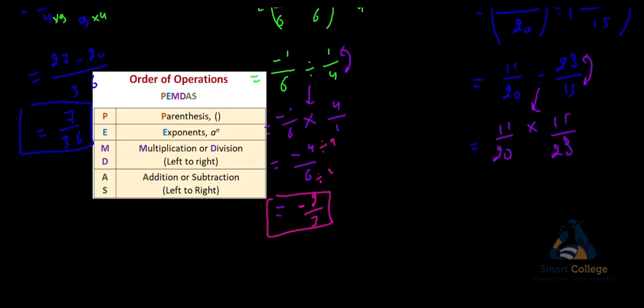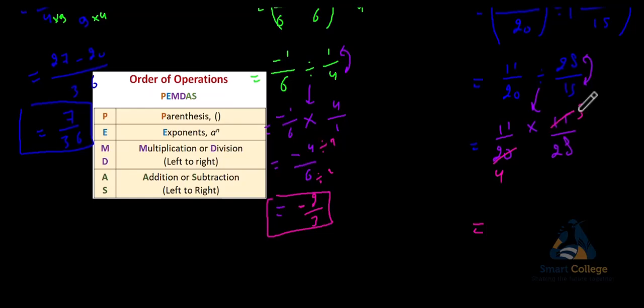Now, since we have multiplication, let's check if the fractions can be simplified. 11 and 20, we can't simplify them. 11 and 28, we can't simplify them. There is no common factor between them. Now 15 and 20, both divisible by 5, so divide by 5 here, divide by 5 here, we'll get 3 and 4. 3 and 28 is not divisible, so the final answer will be 11 times 3.